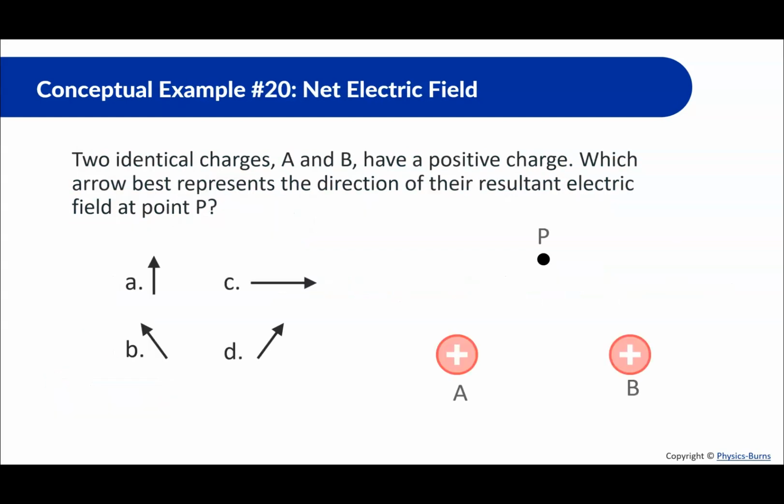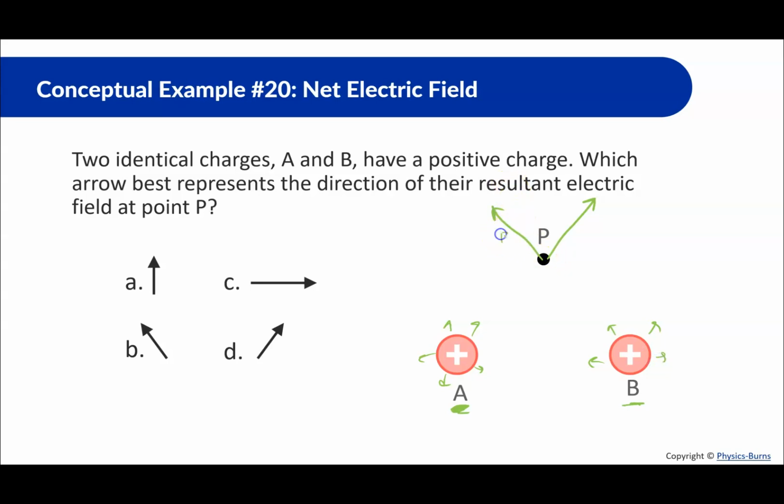All right, it's going to start getting a little harder. 2 identical charges, A and B, have a positive charge. Which arrow best represents the direction of the resultant electric field at point P? Alright, so let's just look at A right now. The electric field at A, remember, everything is going outwards. So at point P, if we're just looking at A, it's going to be pushing it this way. B is also positive, so it's doing an electric field outwards. It'll be going this way.